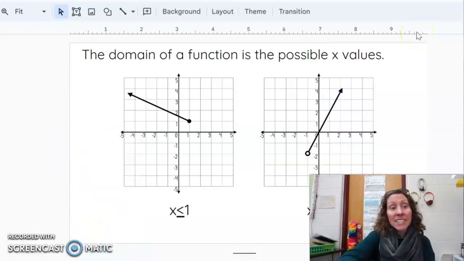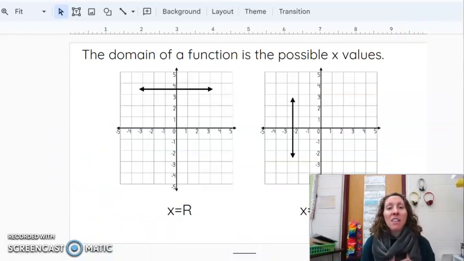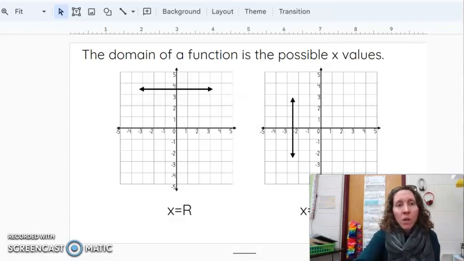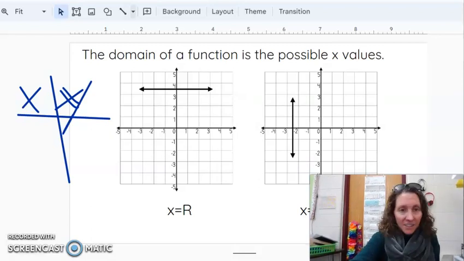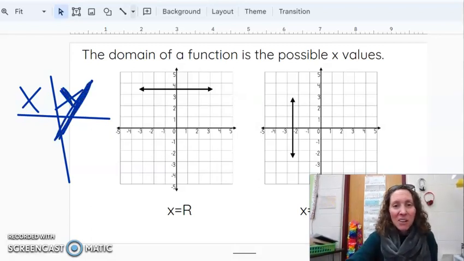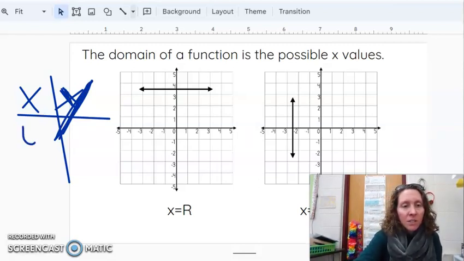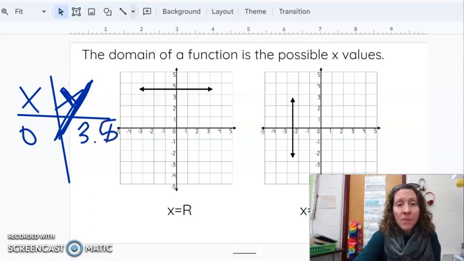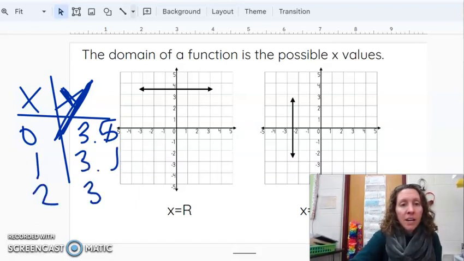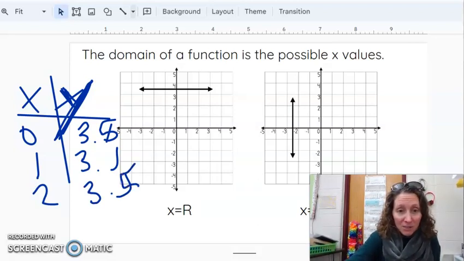We have a few more silly ones. All right, this one is a horizontal line. It's going on forever and ever and ever. So points along that line, x, y. Okay, so we have a point here at 0, 3.5. I'm just going to round that to 3.5. 1, 3.5. 2, 3.5. It's really hard to write on my screen here.